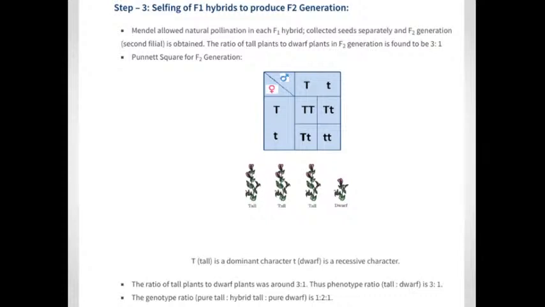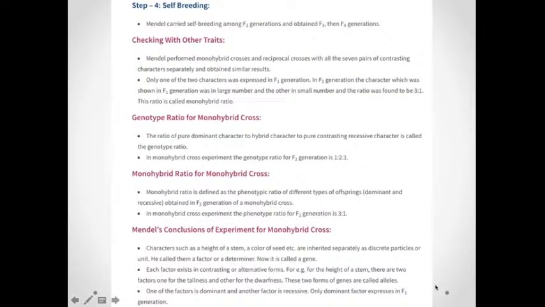Then F1 was selfed for the F2 generation. In that case, he saw a 3:1 ratio like this one. Three were tall and one was dwarf. So pure tall is one, hybrid talls are two, and pure dwarf is one. So the genotypic ratio was 1:2:1, whereas the phenotypic ratio was 3:1. Then self-breeding is done, and F2 generations can then be used to obtain F3 and F4 generations.